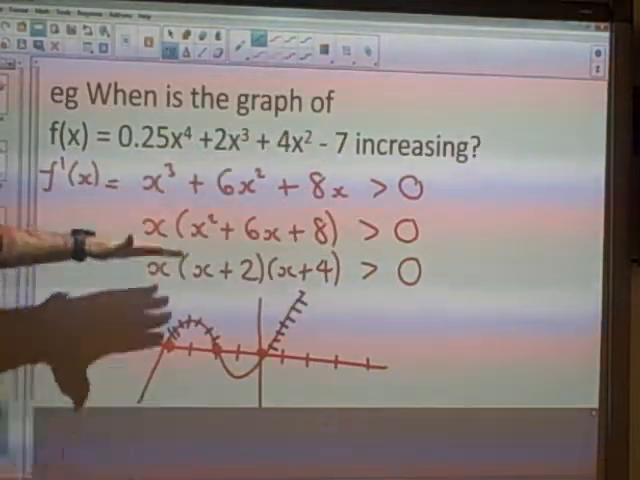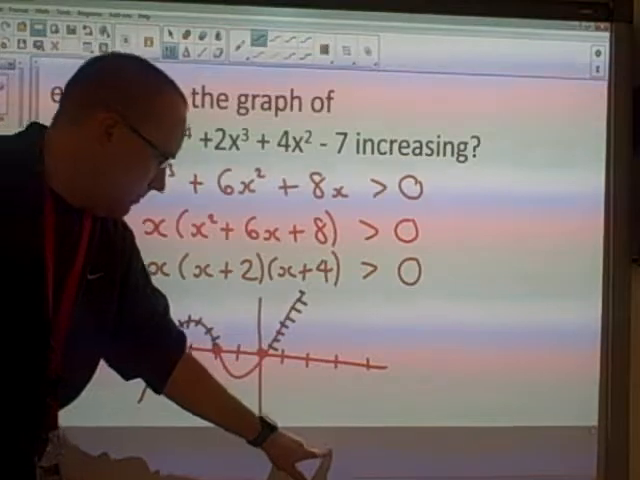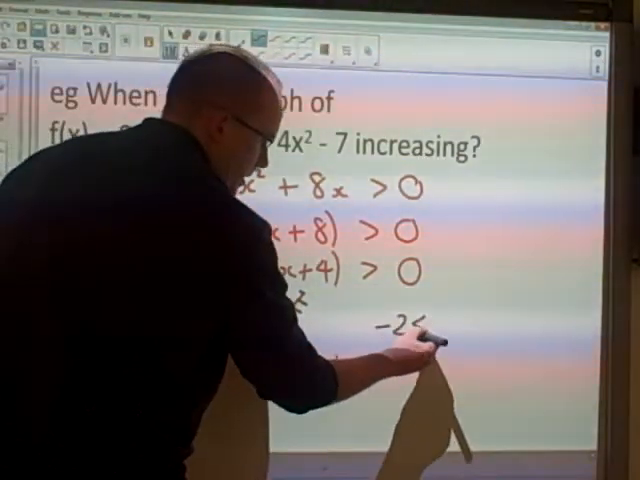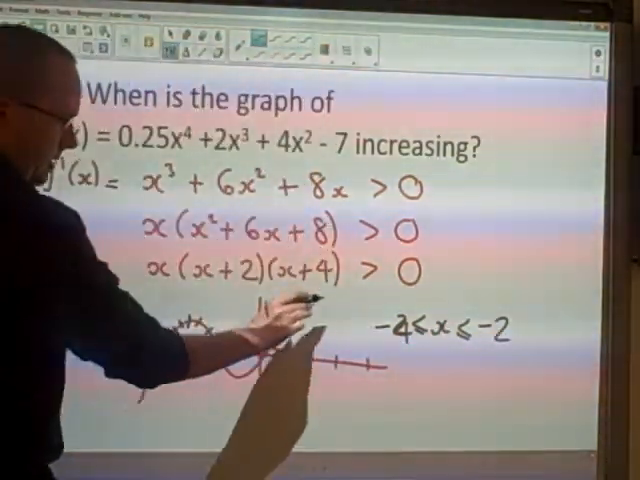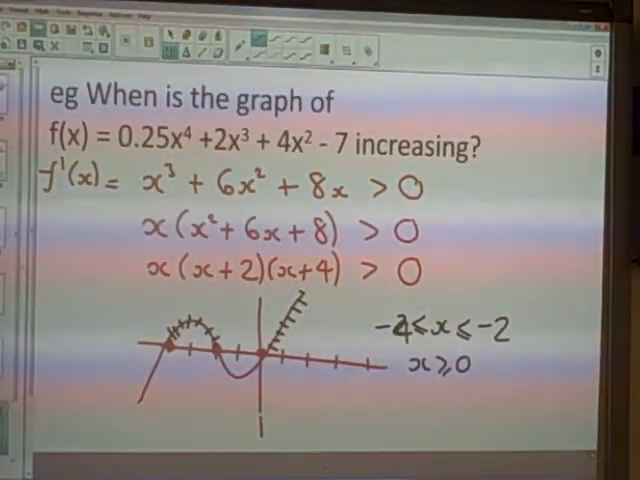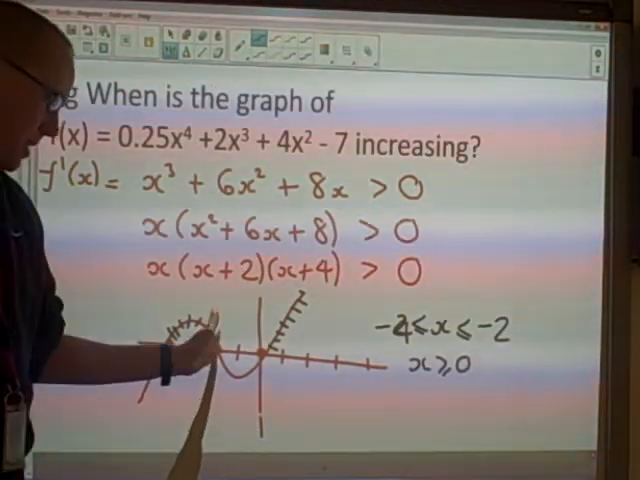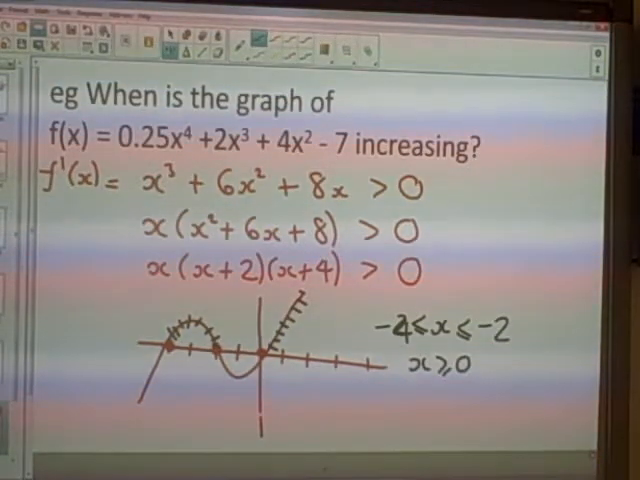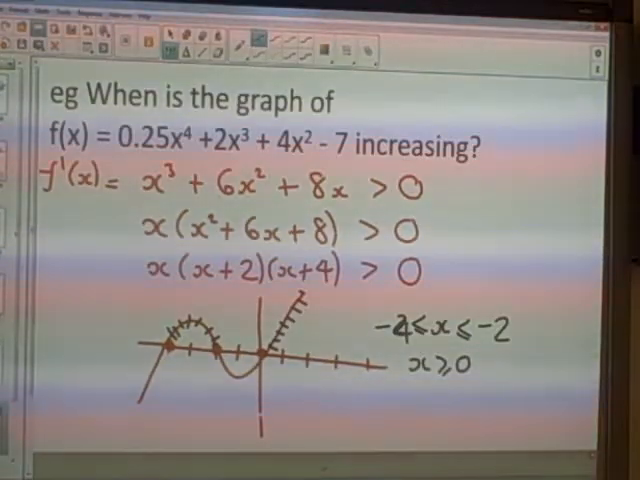Increasing means we're looking above the graph, so between these two numbers here, and then anything to the right of 0. And so if I was to write that in, then I could say between negative 4 and negative 2, and then anything to the right of 0, so x is greater than 0. Similarly, if I was asked decreasing, I could say x is less than negative 4, or x is between negative 2 and 0. So really this links in very well with your work on quadratic inequalities, drawing graphs, and also that differentiation that you were doing in chapter 6 as well.